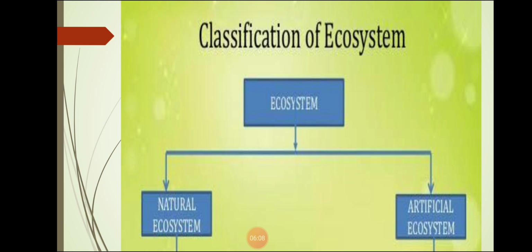Next we will study the classification of ecosystem. Ecosystem is classified into two types, natural ecosystem and artificial ecosystem. When I say natural, the name itself indicates it is made naturally, with no man-made involvement. And artificial means it is completely made by man.